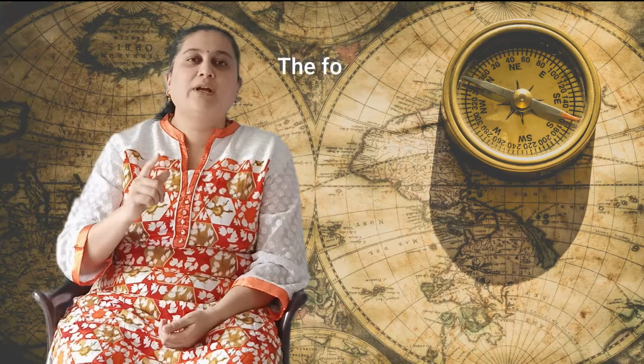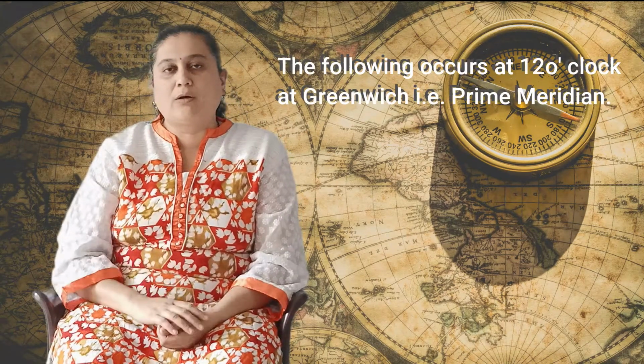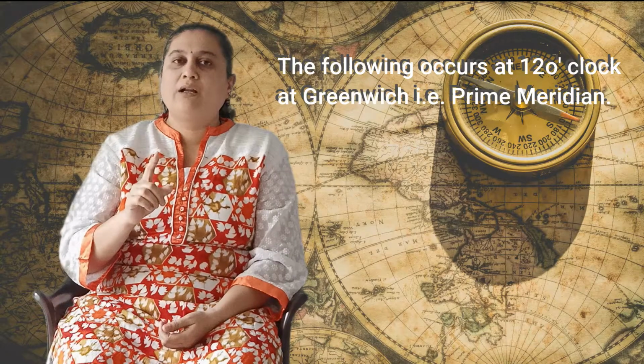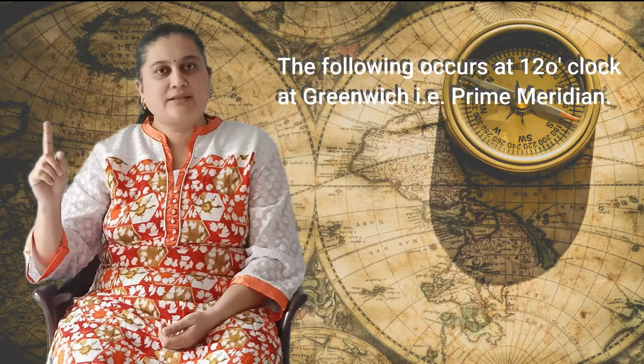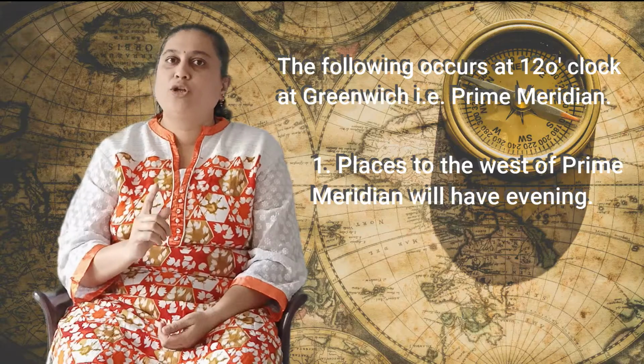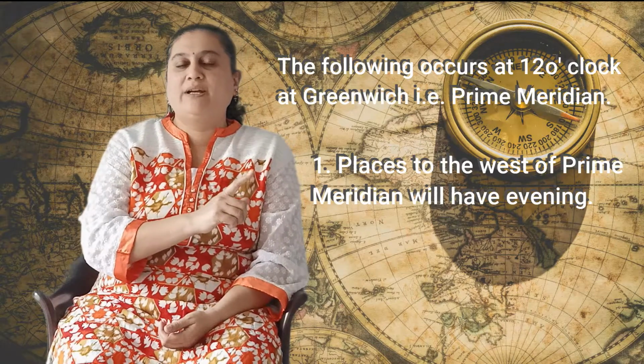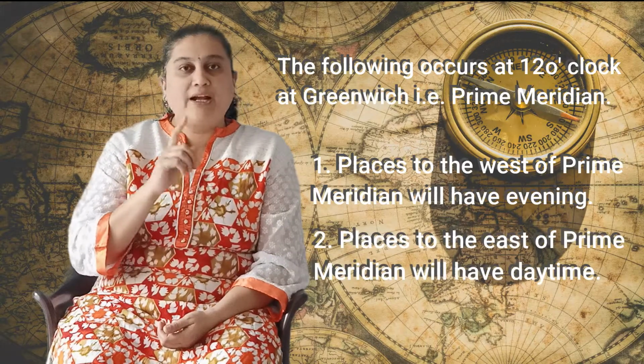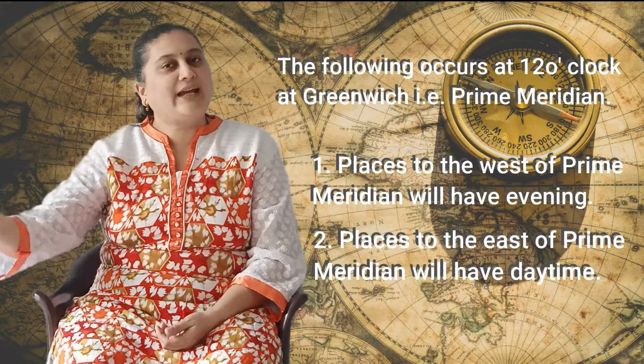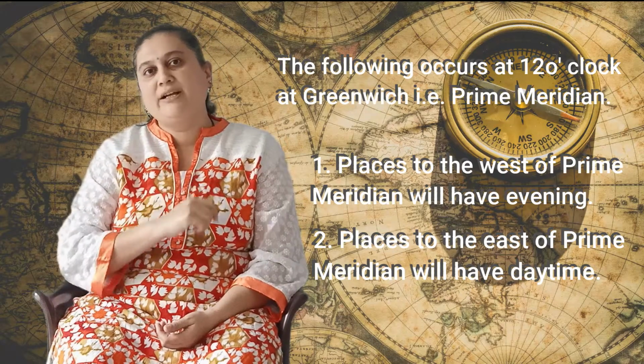Now please understand, when the sun is overhead at Greenwich, that means the sun is overhead at the prime meridian, that is 0 degrees longitude, it is considered as 12 o'clock. Now because the earth rotates from west to east, all the places towards the west of the prime meridian will have evening, and all the places towards the east of the prime meridian will have day.